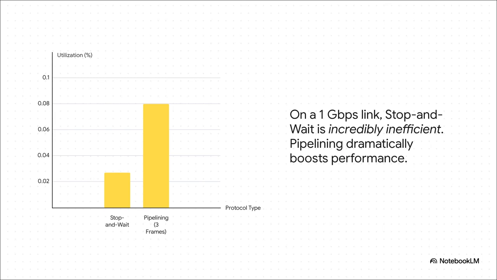On a 1 gigabit link, that old stop and wait method uses a pathetic 0.027% of the link's capacity. It's basically wasting everything. But look what happens when you just pipeline 3 frames at once. The utilization jumps to 0.08%. That's almost a 300% improvement just like that. This isn't a nice to have, it's absolutely essential for the kind of speeds we're all used to.